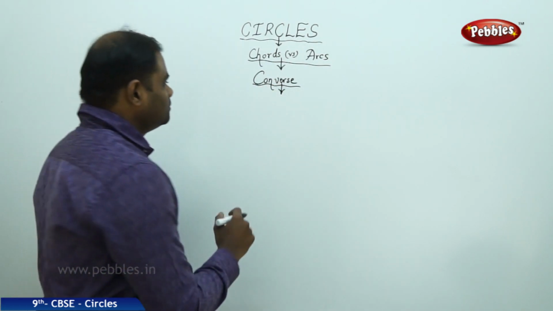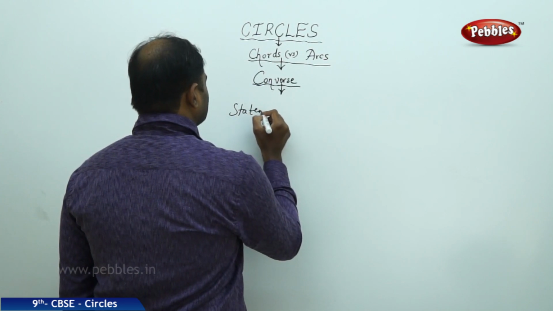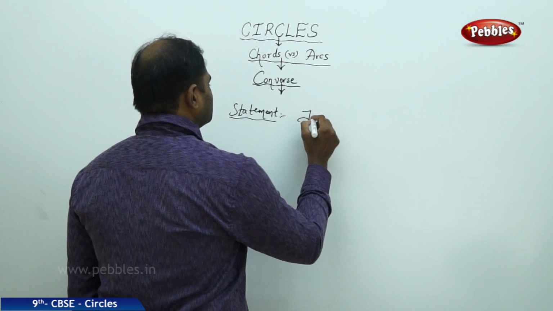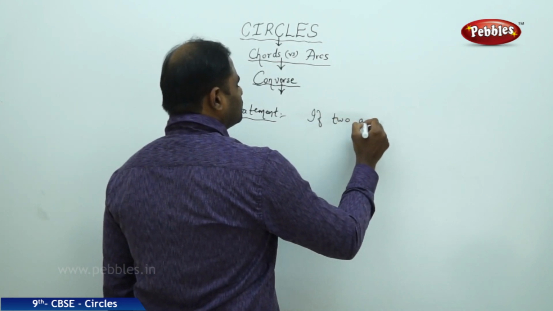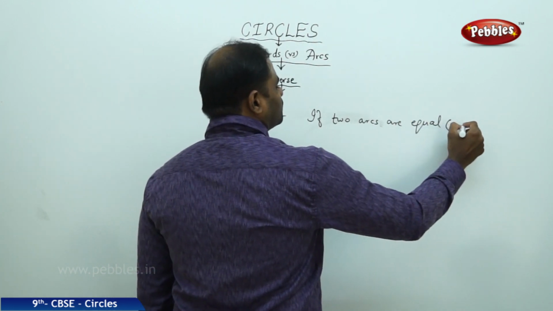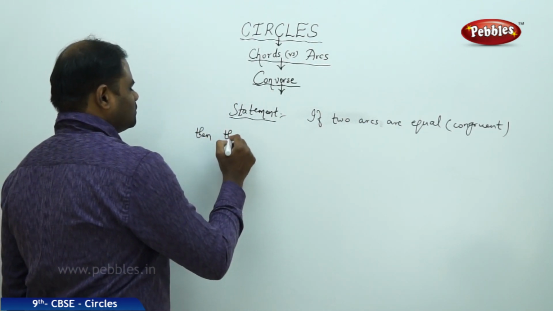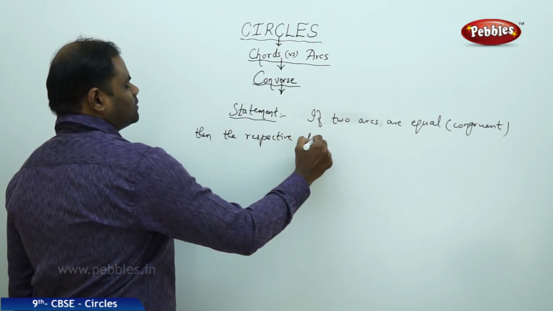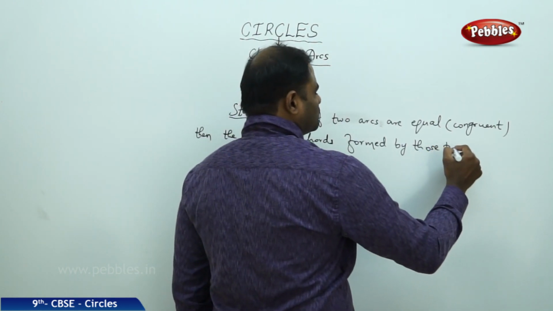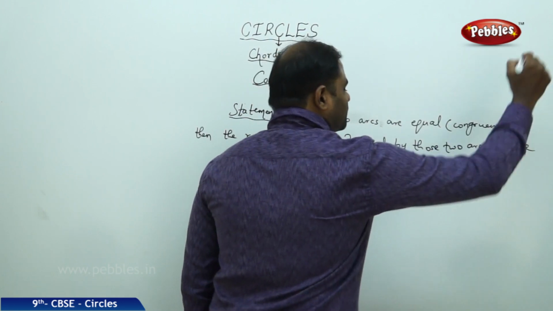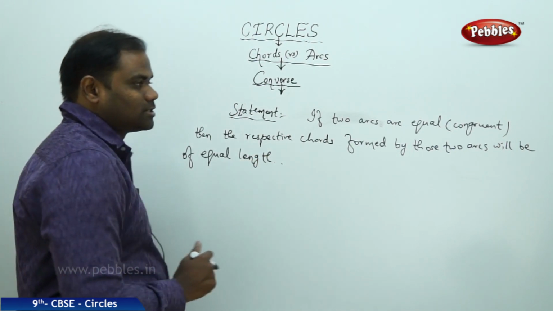So let's see the converse statement. If two arcs are equal, more importantly, if they are congruent, then the respective chords formed by those two arcs will be of equal length. That is how we understand the statement.